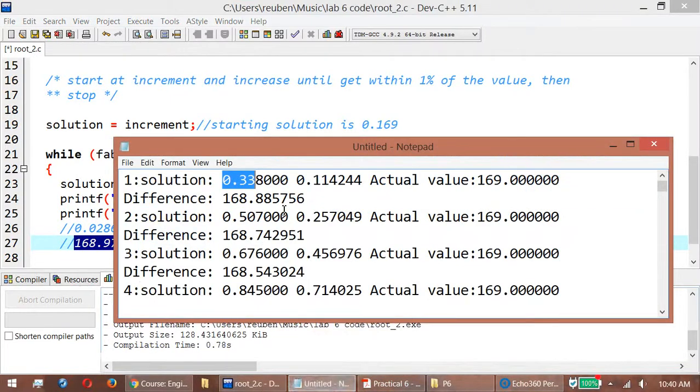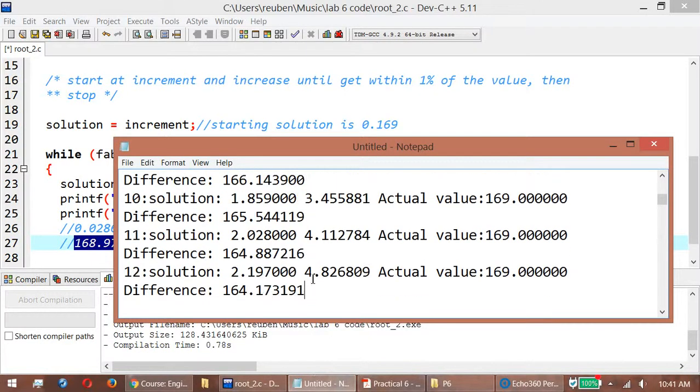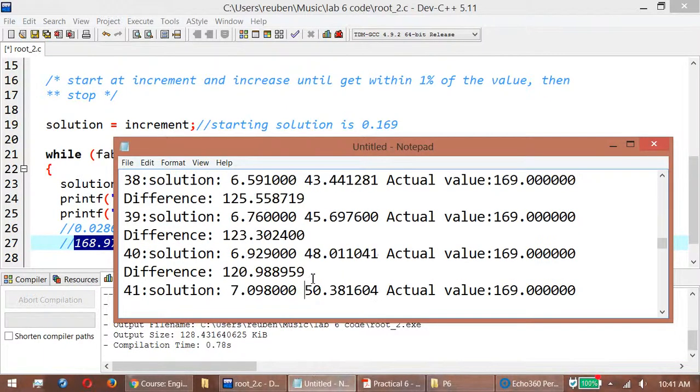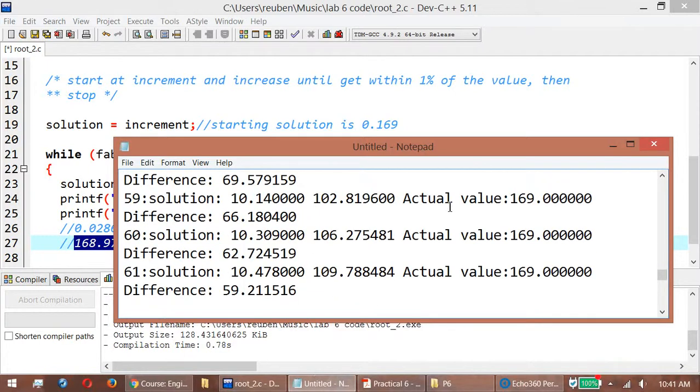In the next round, we keep on adding 0.169. So 0.338, you add 0.169, you get 0.507. And you keep on adding 0.169. And every time you keep on adding, you see the difference gets smaller. Do you notice that? The difference to the answer gets smaller. So 168, 166, 165, 164, 163. The idea is that the difference will keep on growing smaller until it is within 1% of the value.